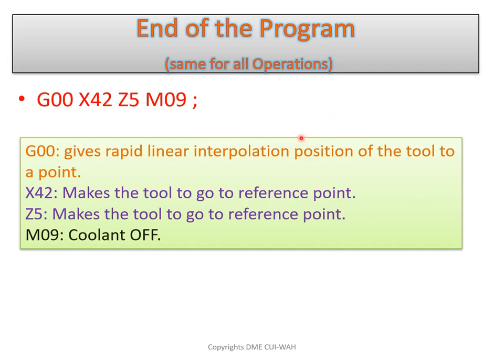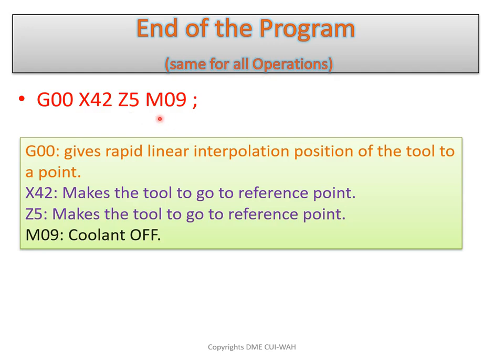Now coming towards the end of the program, we will use G00. It is almost same for all operations, but the only difference is the value of X and Z. In the last lectures, we have used this command G00. What does it do? It gives rapid linear interpolation position of the tool to a point. Basically, it moves the tool away from the workpiece to a specific point. Here I have set the coordinates X42 and Z5. So our tool will move to these points X42 and Z5 away from the workpiece.